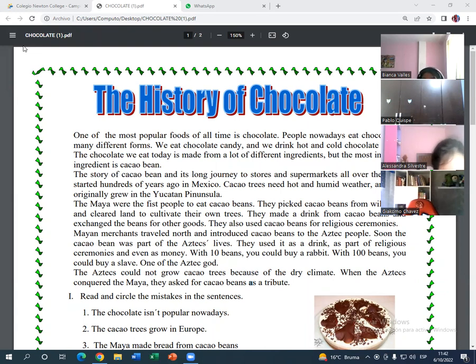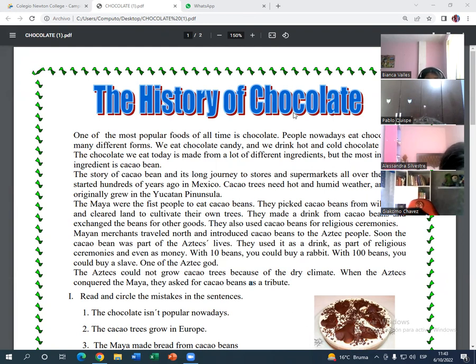The history of chocolate. One of the most popular foods of all time is chocolate. People nowadays eat chocolate in many different forms. We eat chocolate candy, and we drink hot and cold chocolate drinks. The chocolate we eat today is made from a lot of different ingredients. But the most important ingredient is cacao bean.